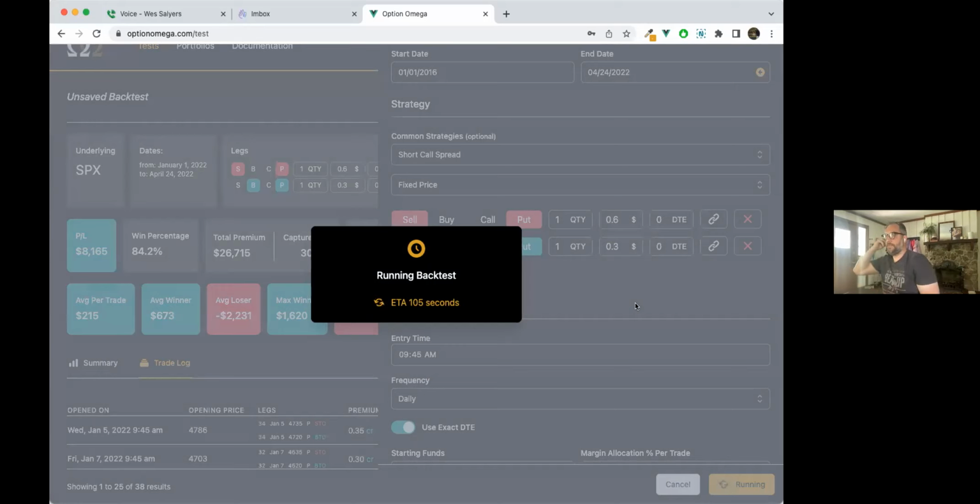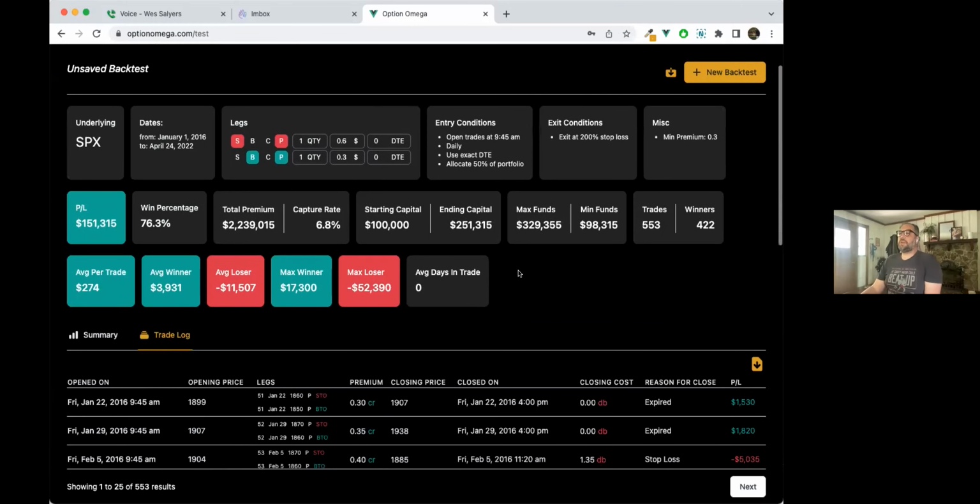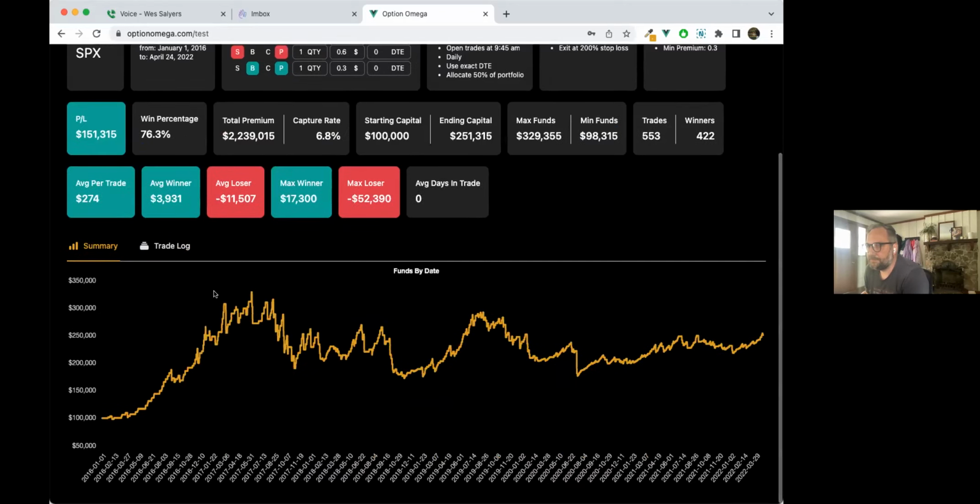Try to roll with it. June 2016, I think. So you've done okay with that. You win 76% of the time. We have this premium capture rate, so it shows you collected $2 million in premium and you kept 7% of it over that time frame. Your min funds, you got down low, but overall it's been a winner. And then you can kind of see.